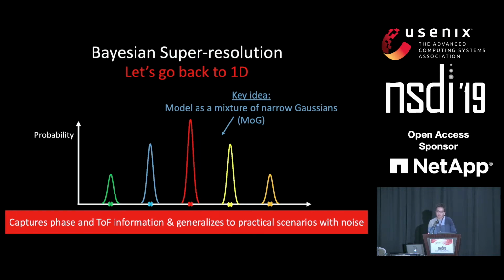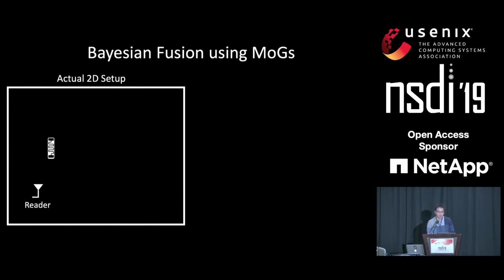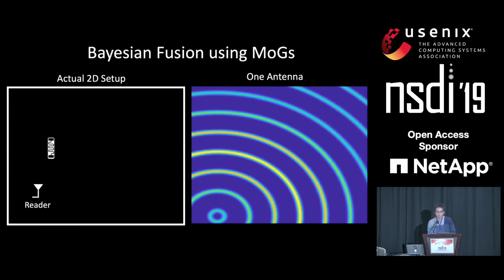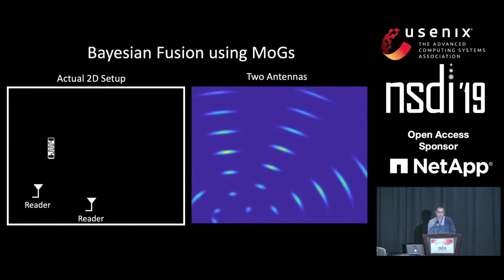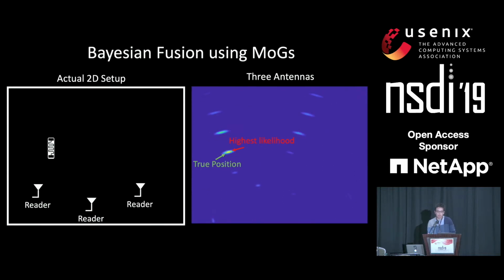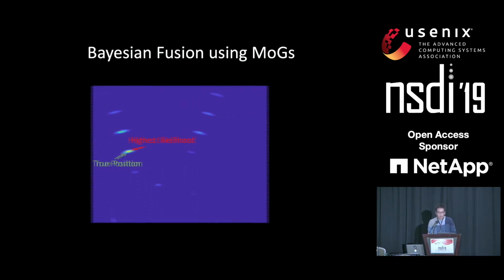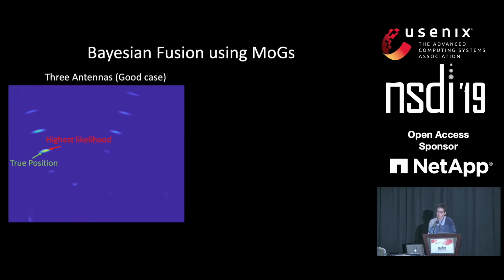Let me show you an example of how this will work. Here, we have the actual 2D setup with one reader and one RFID. I show you the output as a probability heat map with a navy blue background and yellow indicating positions with high likelihood. As you can see here, there is a sequence of concentric circles because of the narrow mixture of Gaussians. Then if you combine the second antenna and the third antenna, you will see that by the third antenna, the position with the highest likelihood already corresponds to the right candidate. It's very close to the true position. What this means is that, great, by modeling it as a mixture of Gaussians, you will be able to converge to the right candidate.